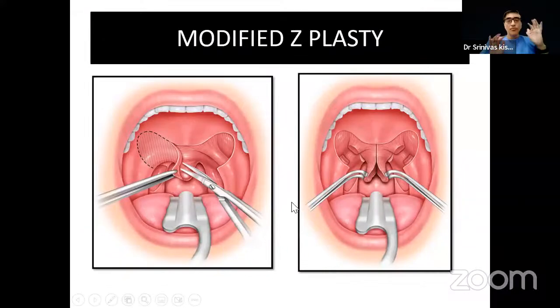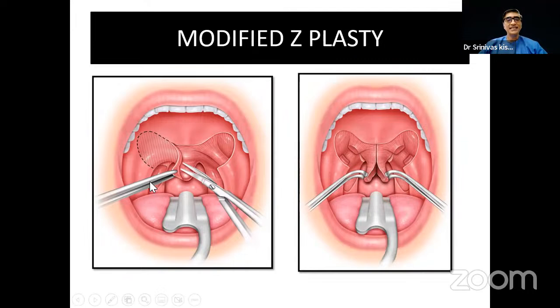So modified zetaplasty is a brainchild of Michael Friedman. This is a procedure that was a champion when it was done. Very, very few indications nowadays. For a very thick palate, you do a zetaplasty. So first I will run through the pictorial things and then I will take you through the surgical steps.